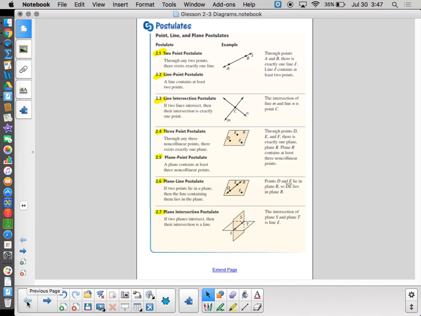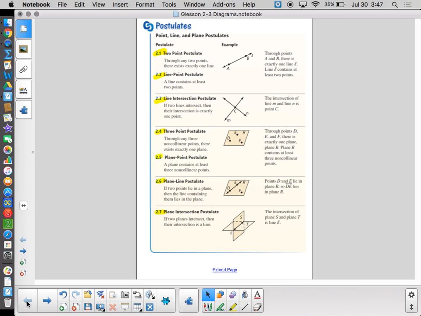The line intersection postulate: if 2 lines intersect, the point of intersection is exactly 1 point. That's just a true statement. We know when 2 lines intersect, they intersect at a point. Unless they're simultaneous lines, but that's what we call a degenerate case, something that isn't very interesting because it's so strange to talk about 2 lines and they're actually the same line. A better definition might say if 2 distinct lines intersect. That might be a good word to add in there, but I'm not going to quibble with what the book already has.